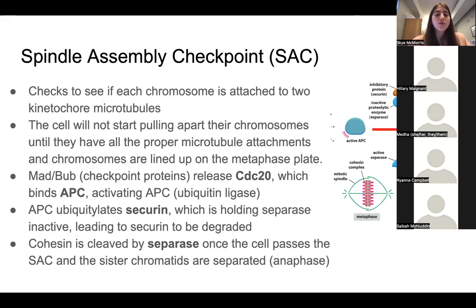And the cell won't start pulling apart the sister chromatids until they have the proper microtubule attachments and the chromosomes are lined up at the metaphase plate. There are a bunch of different proteins that are involved in this process. You have checkpoint proteins such as MAD and BUB, which are holding on to CDC20.